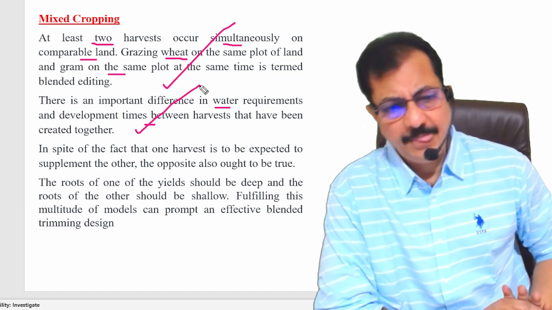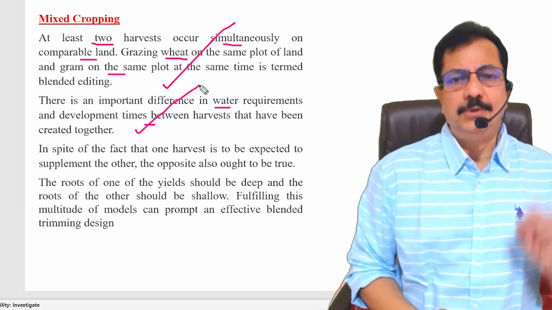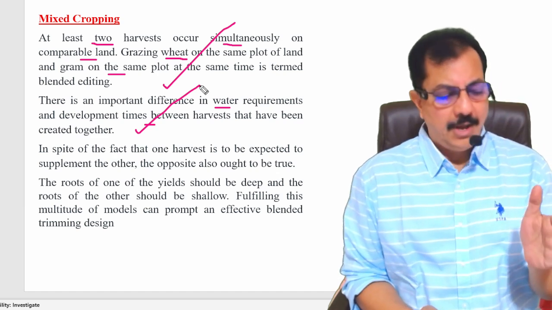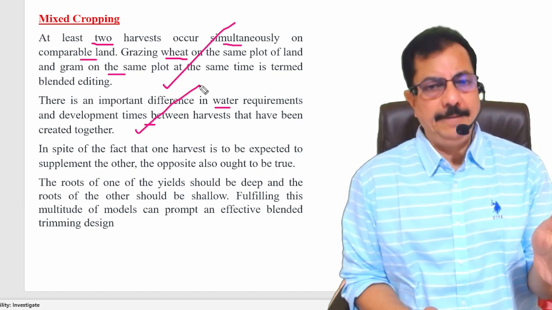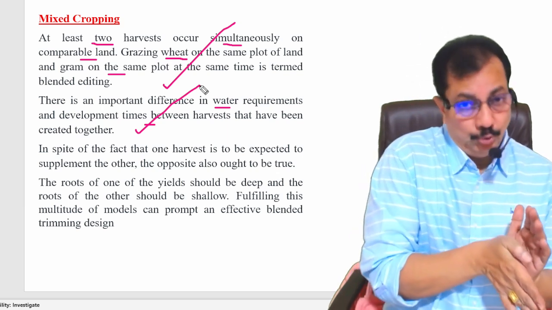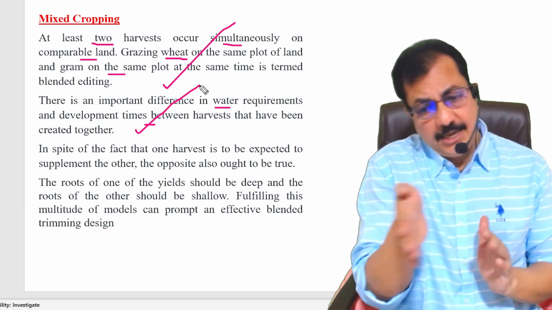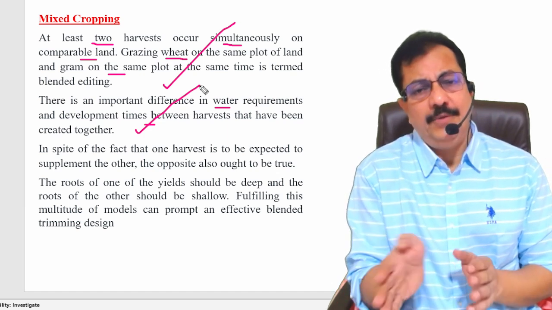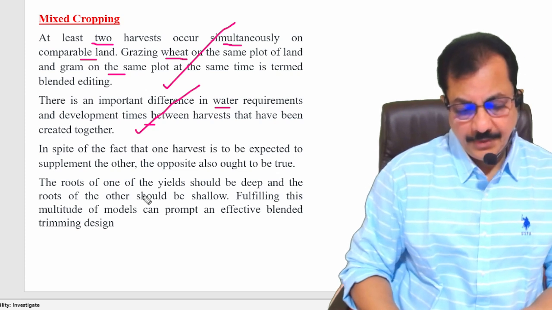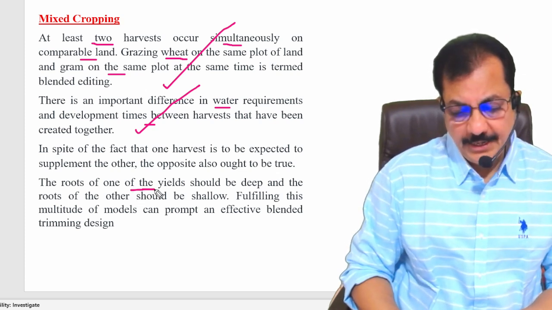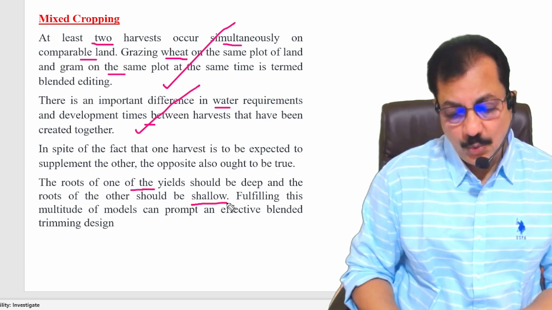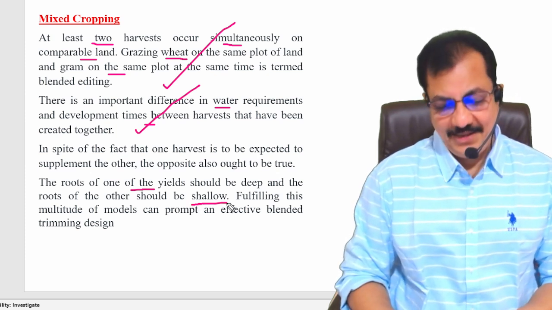That is the reason why generally the farmers will take care. So when you are going for the mixed cropping system, on one side the farmers will see that there will be a crop where you have the deep roots, right? On the other side, you will have a crop where you have the roots very shallow, right? So I'll show you this one. The roots of one of the crops should be deep and the roots of the other should be shallow. Very very very important. Clear?